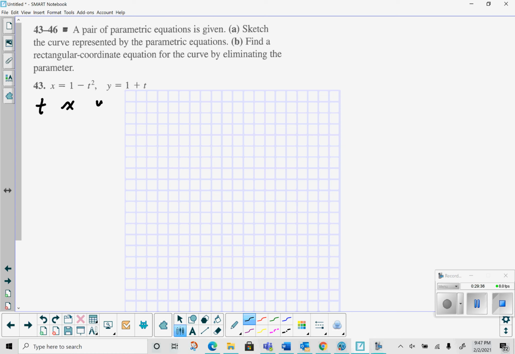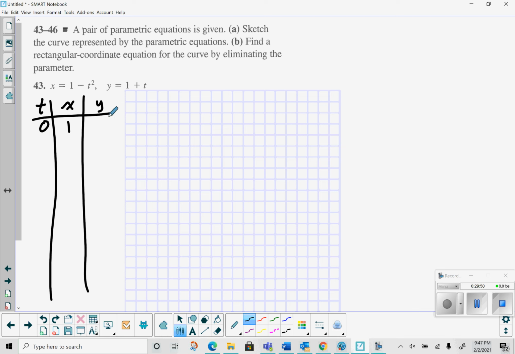Finding the corresponding values for x and y, and graphing those. Start easy. When t is equal to 0, 1 minus 0 is 1, 1 plus 0 is 1, so we'll plot the point 1, 1. Put in 1 in place of t. Well, 1 squared is 1, 1 minus 1 gives me 0, 1 plus 1 gives me 2.